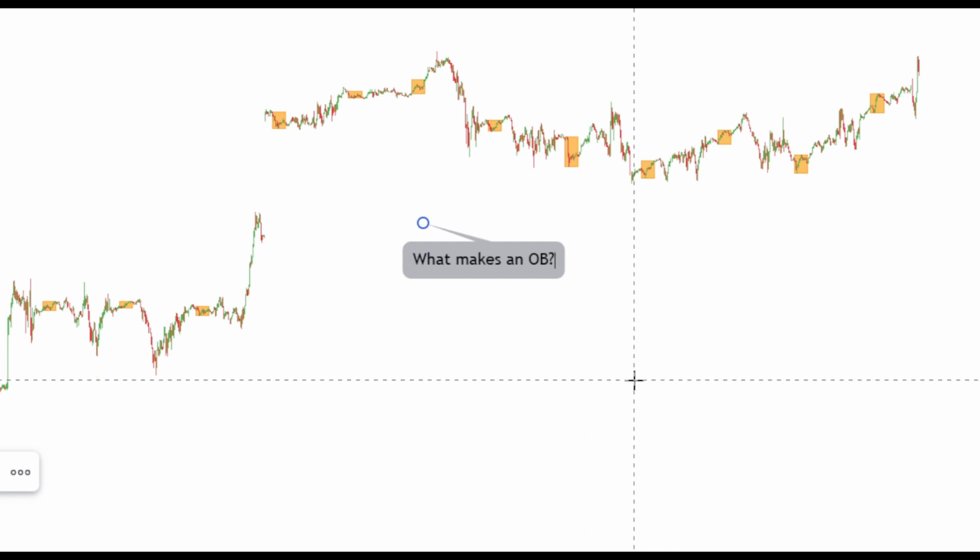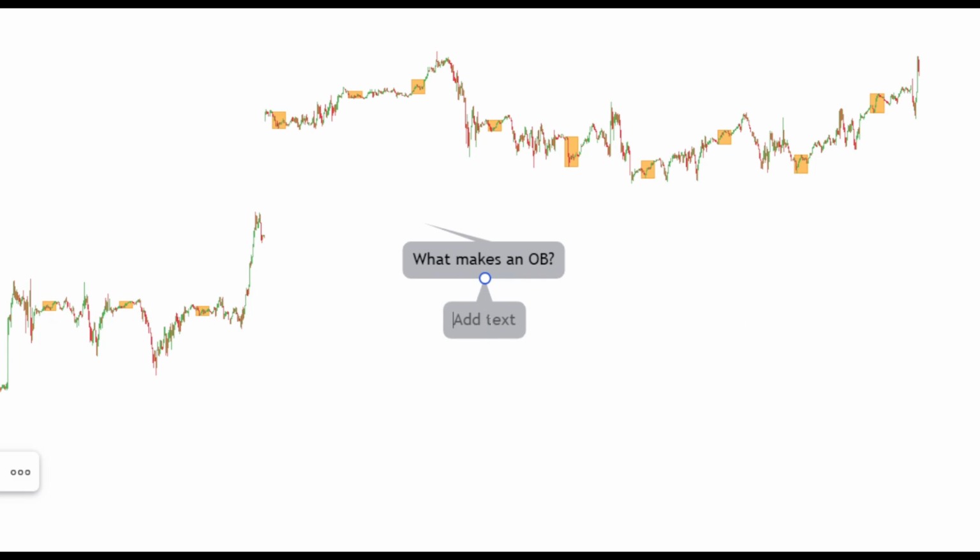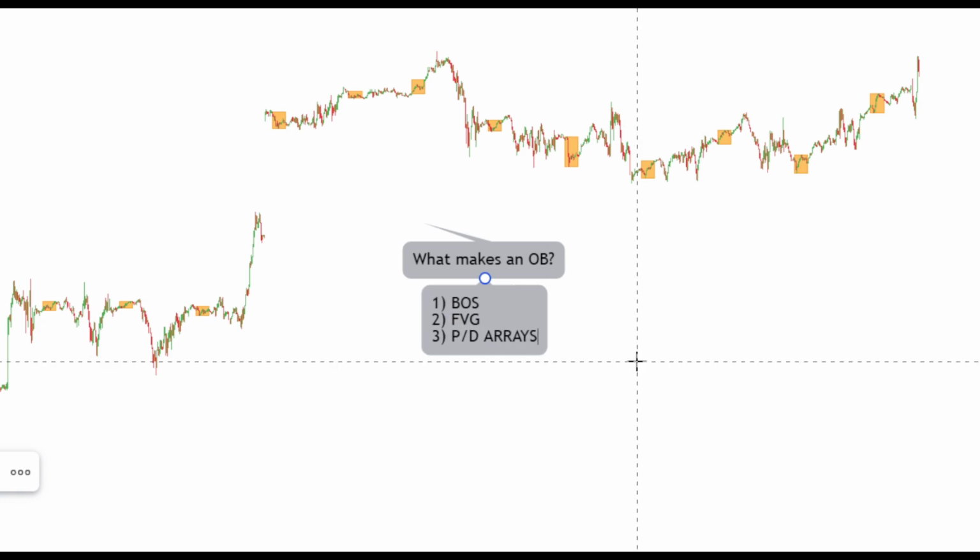So the things that make an order block, we need three things that actually validate an order block itself, right? Three things. It must break something, i.e., it must break structure, it must leave a fair value gap, and it must be priced in the premium or the discount. So the PD arrays become very important. And this is something we're going to dive into a lot of detail in this video.